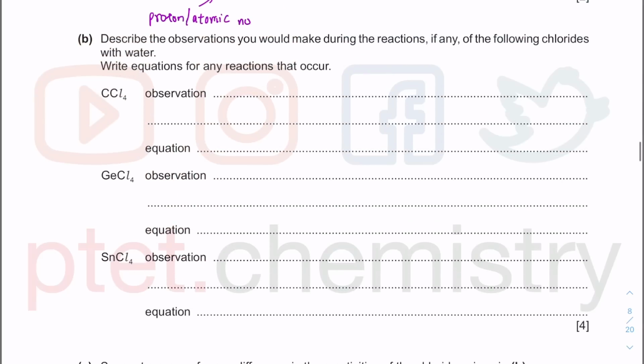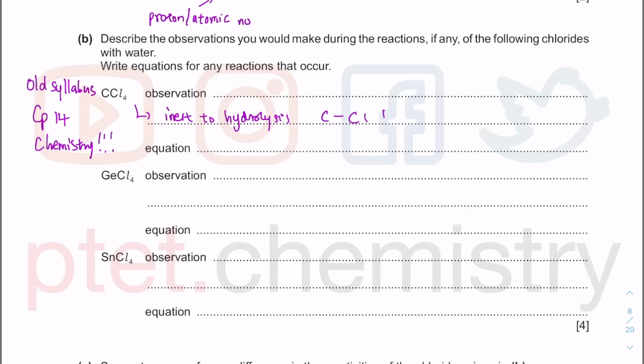In terms of this next part of the question, I don't think you need to learn about them. They are from the old syllabus prior to 2016. This was the group 14 chemistry that they would have learned previously. But the CCl4 is basically inert to hydrolysis as the CCl bond is the longest out of the 3.